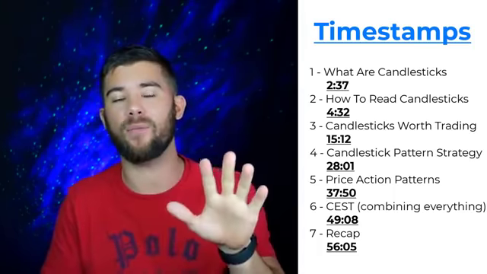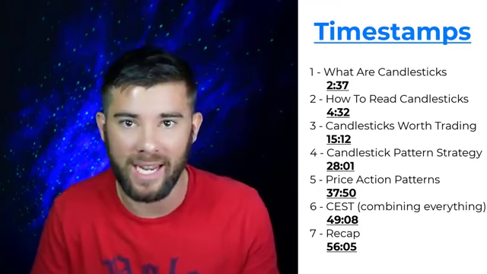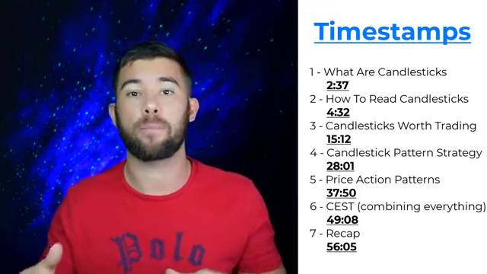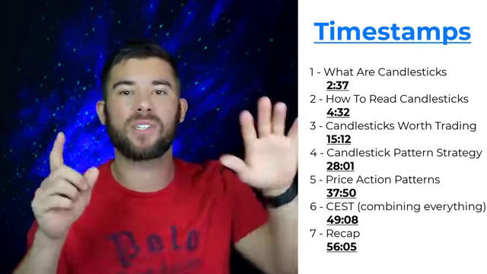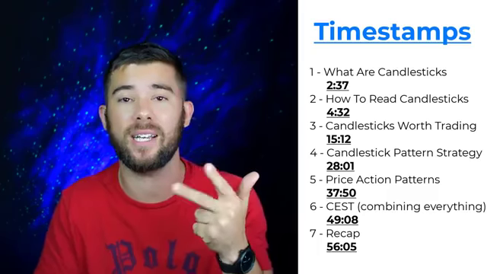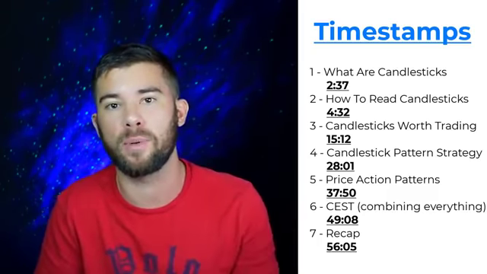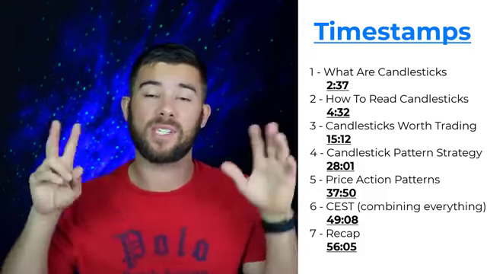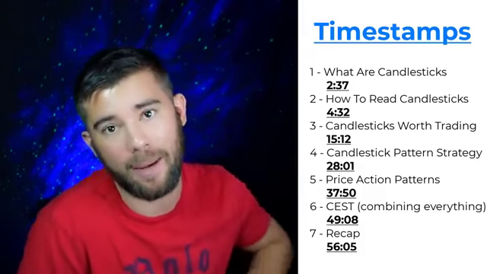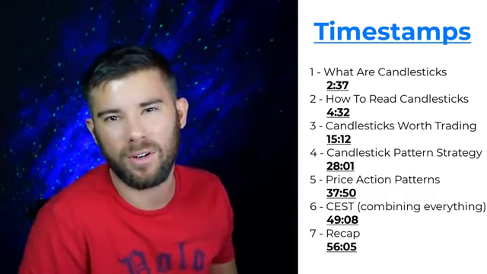In lesson number 5, we're going to talk about price action patterns. We're going to talk about how to combine a number of different candles in order to point out and predict market reversals using price action patterns. In lesson number 6, we're going to talk about what I call CEST, how to put everything together that you've learned so far in order to build a full and profitable trading strategy. And then lesson number 7 is just going to be a recap. So with that said, let's go ahead and get started with number 1. What are candlesticks?